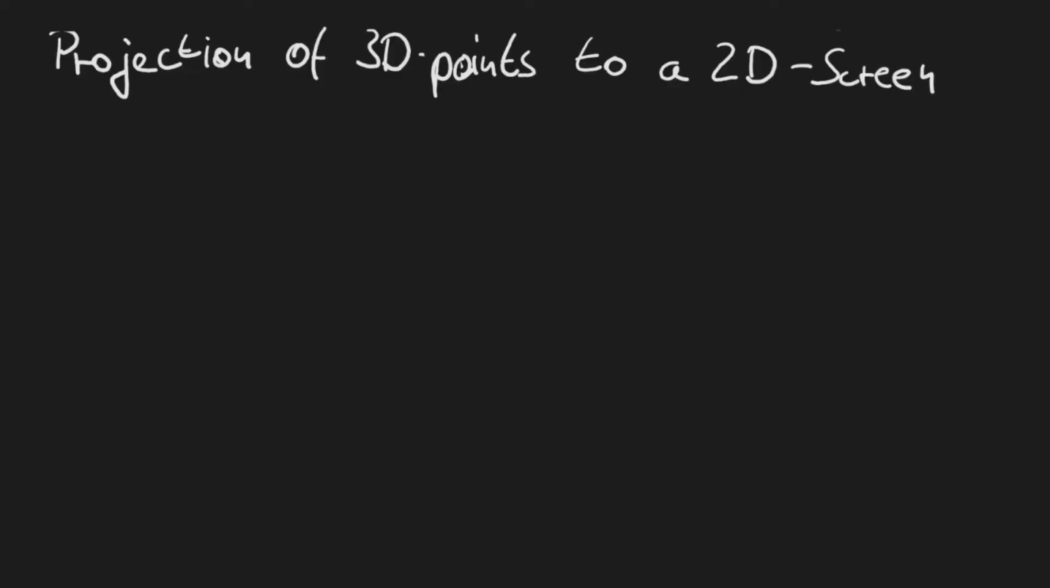But how does such a renderer actually work? Well, for a projection of a 3D point to the 2D screen, we need to understand the concept of vector by matrix multiplication. What do I mean by that?